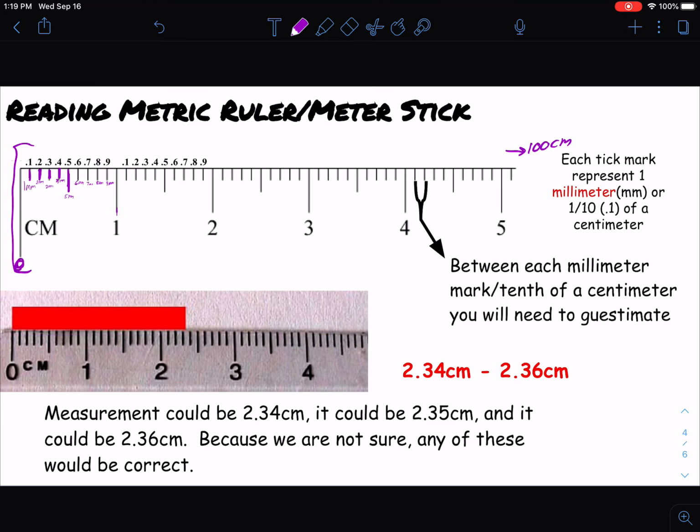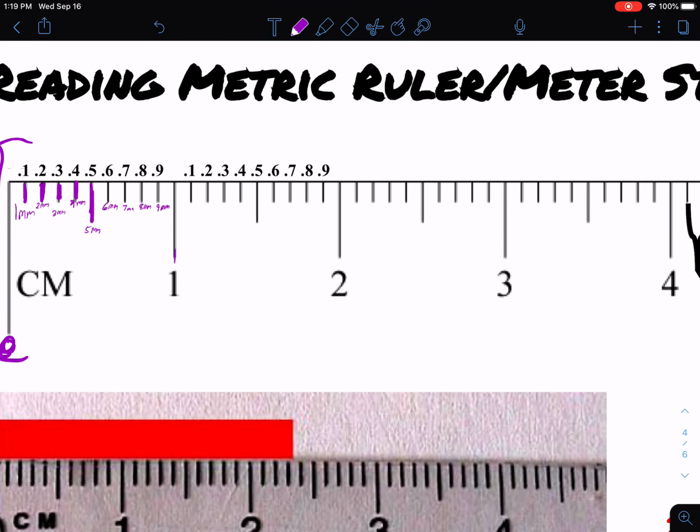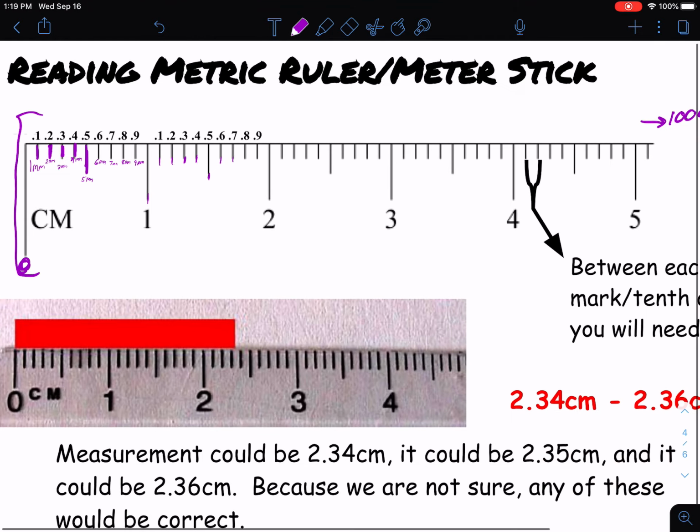So that shows that. Not only do each one of those tick marks represent a millimeter, they also represent a tenth of a centimeter. And that's where you get 0.1 centimeters, 0.2 centimeters, 0.3, 0.4, 0.5, 0.6, 0.7, 0.8, 0.9, and it keeps on repeating then each centimeter. So now this is 1.1 right here. 1.2, 1.3, 1.4, 1.5, 1.6, 1.7, and it goes on and so forth.